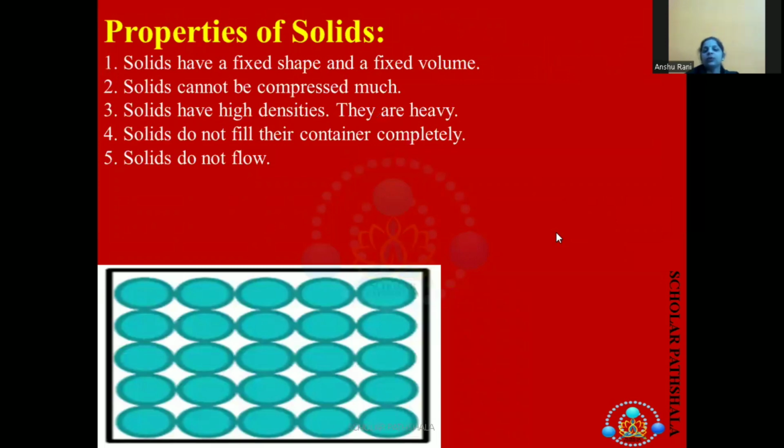In case of solids, we know solids have fixed shape, fixed volume. They can't be compressed much. They have high density. They are heavy. And they don't fill the container completely. If you have 1 kg of sugar and you put it in a container which can hold 2 kg of sugar, तो half ही fill होगा, वो उसको पूरा नहीं भर सकता जैसे gases कर सकती हैं. Solids don't flow. We call liquids and gases as fluids. Why fluids? Because they can flow, and solids, they can't flow.